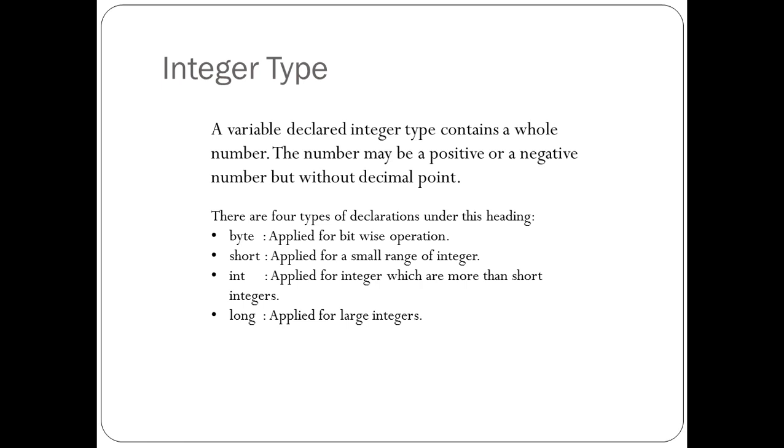Byte is basically used for small numbers. Short is a little bit bigger than byte, but not like integer. Integer can store a large number because integer contains 4 bytes of data, and the long data type is used to store a large amount of data.